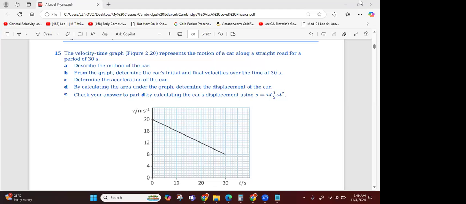B. From the graph, determine the car's initial and final velocities over the time of 30 seconds. Initial velocity is 20, and final velocity is 8. Okay. C. Determine the acceleration of the car. Okay, do that question.